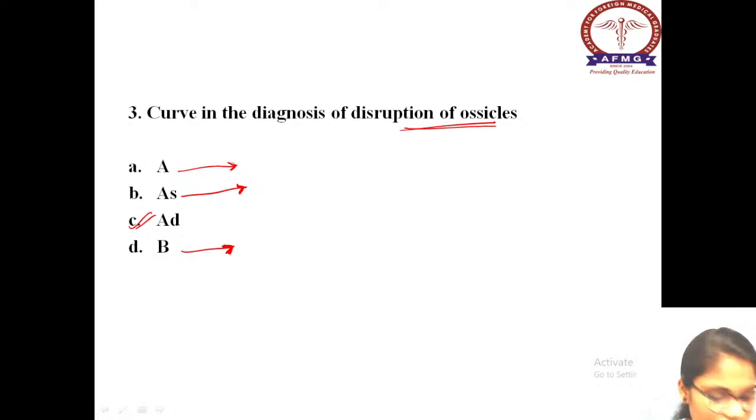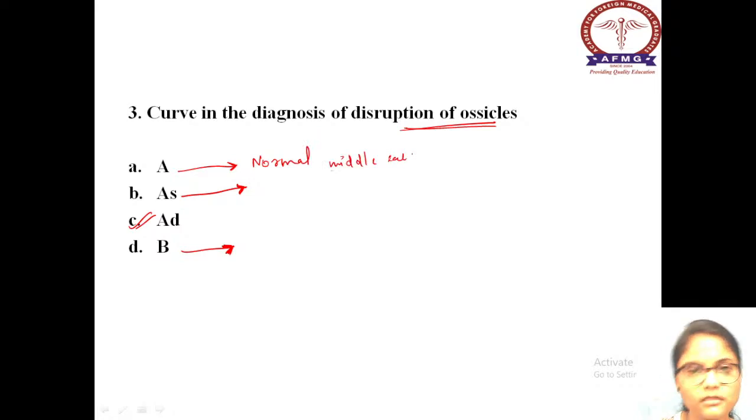If I am talking about the A curve, then the curve should be representing the normal middle ear. If the curve is representing the AS, then that would be the diagnosis of otosclerosis, and most probably the curve would be in the downward direction.